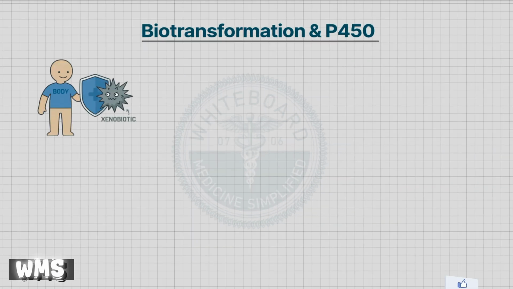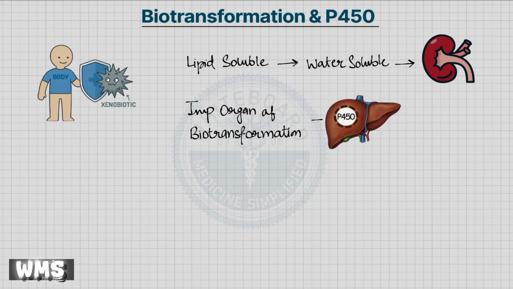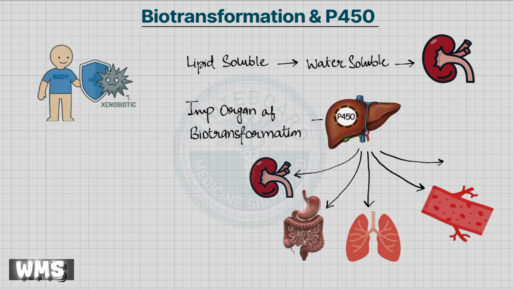The body treats most drugs as foreign substances, called xenobiotics, and tries to inactivate and eliminate them through various biochemical reactions. This process converts non-polar lipid-soluble drugs into more polar water-soluble compounds so that they can be easily excreted through the kidneys and are not reabsorbed. The most important organ of biotransformation is the liver. Drugs are also metabolized, though to a smaller extent, by the kidneys, gut mucosa, lungs, blood, and skin.